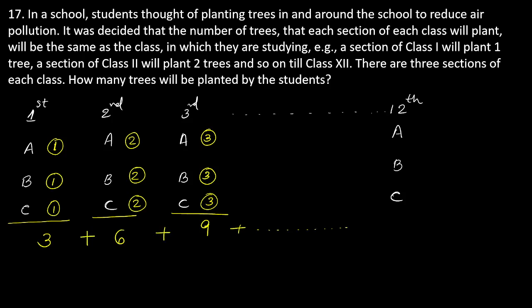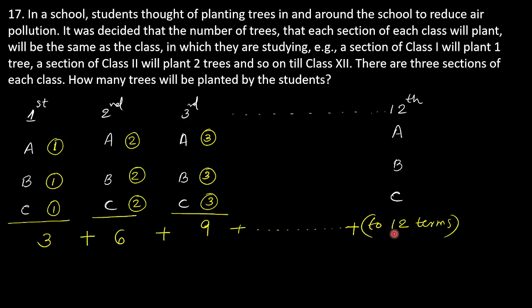The 12th total I don't want to find out. There are such 12 terms. Understood? Up to 12 terms we have to add. I don't want to find out the last term. The first standard will plant 3 plants in total. The second class will plant 6 plants. Third one 9, etc., up to 12th standard.